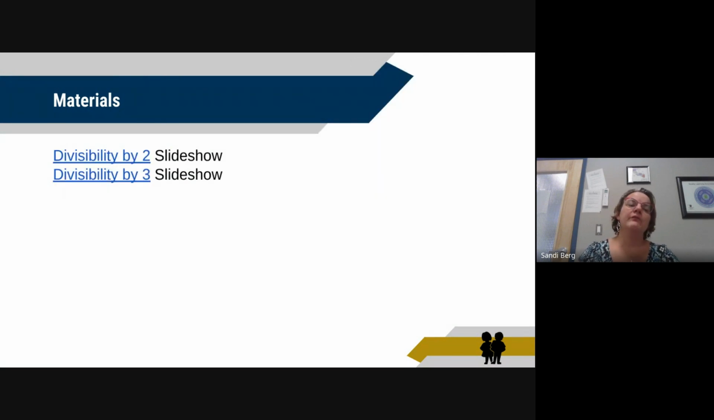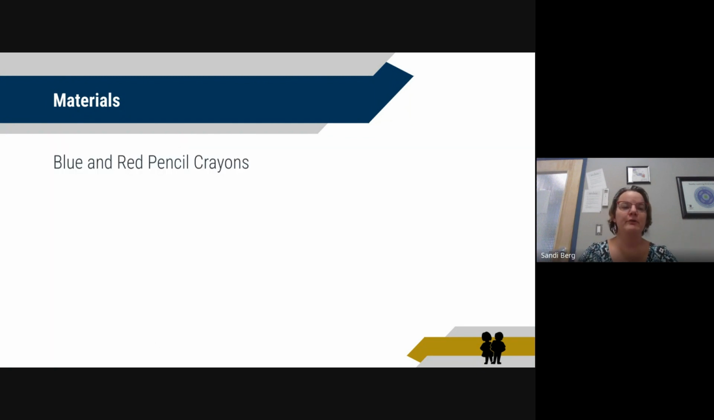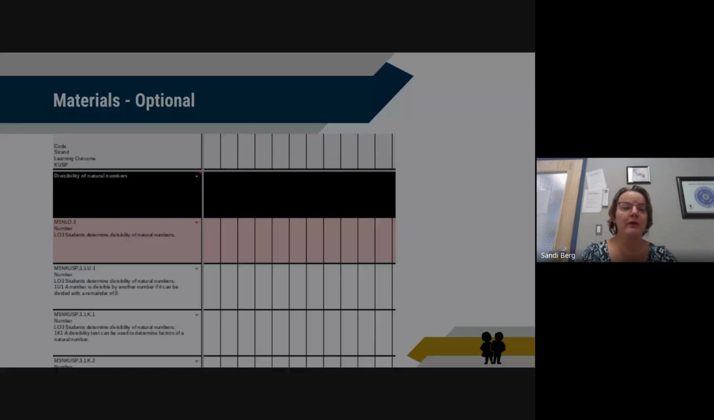And then I've linked the divisibility by 2 slideshow and the divisibility by 3 slideshow, which we'll be walking through. A bottoms up hundreds chart. I like bottoms up rather than top down, because as the numbers go up, place value increases and things like that. So it's a lot more logical. Blue and red pencil crayons.